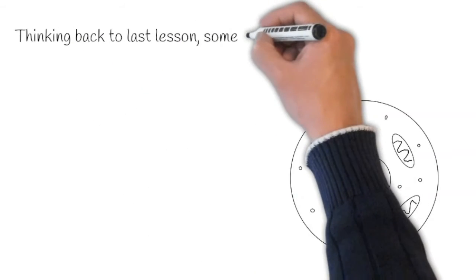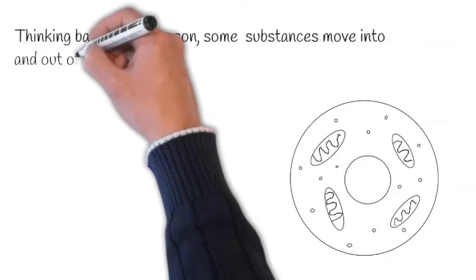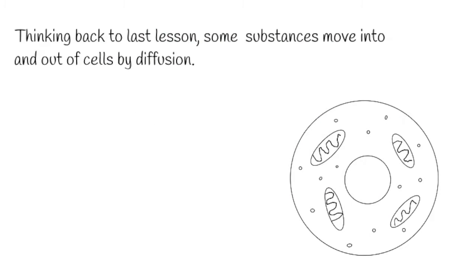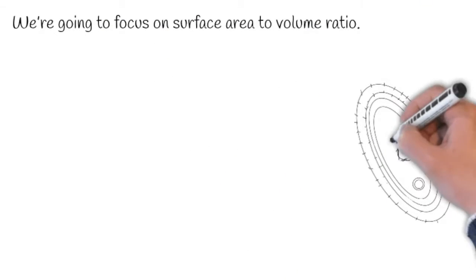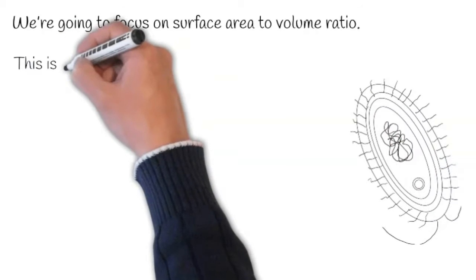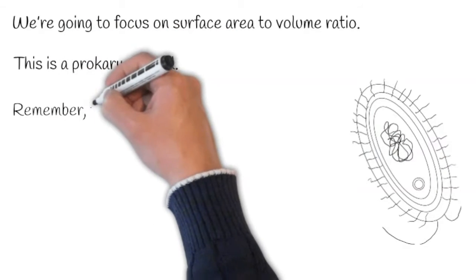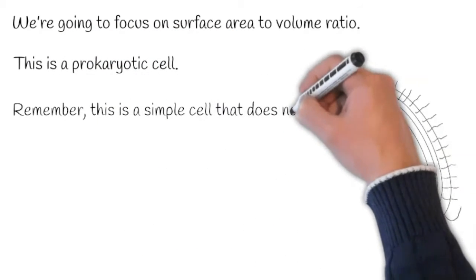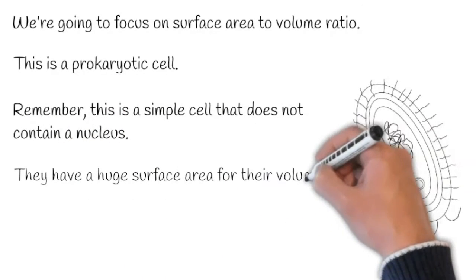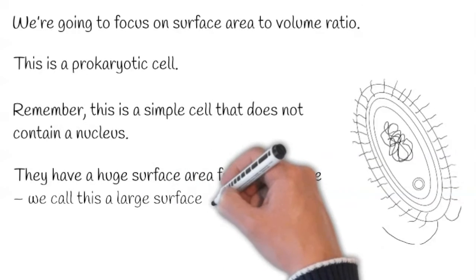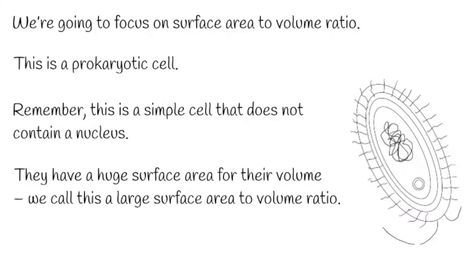Thinking back to last video, some substances move into and out of cells by diffusion. We're going to focus on surface area to volume ratio. Here we have a prokaryotic cell. Remember, they are a simple cell that do not contain a nucleus. They have a huge surface area for their volume. We call it a large surface area to volume ratio.